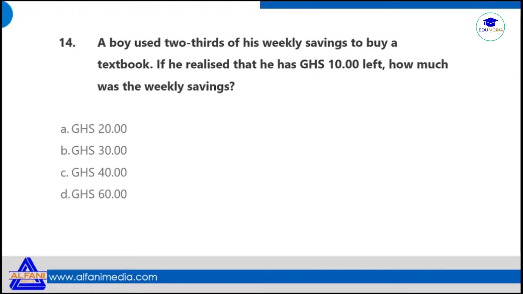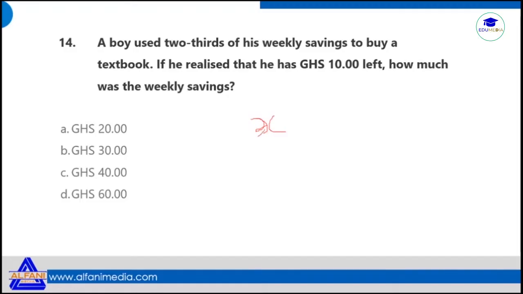The next question is question 14. A boy used 2/3 of his weekly savings to buy a textbook. If he realized that he has 10 CDs left, how much was the weekly savings? This is question number 14. So the boy used 2/3 of his weekly savings to buy a textbook. If he realized that he has 10 CDs left, how much was the weekly savings? I don't know his weekly savings, so I'll say his weekly savings is x.